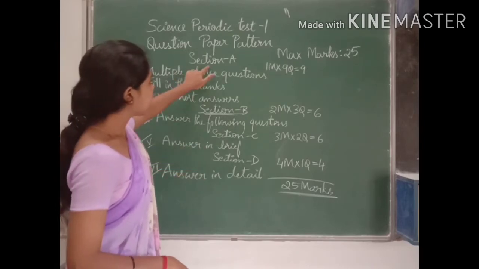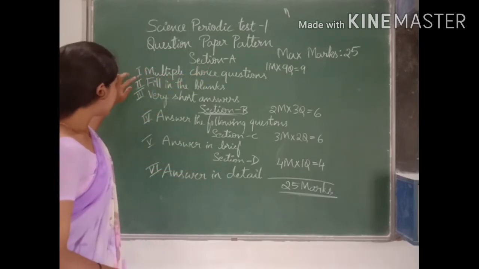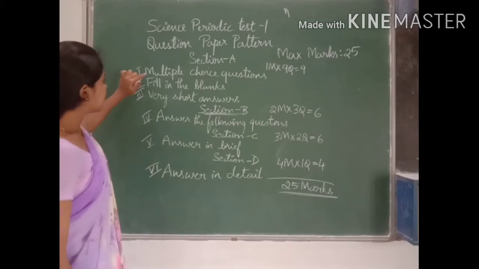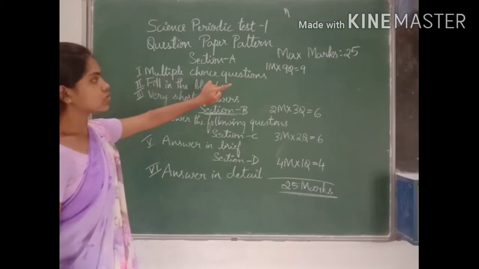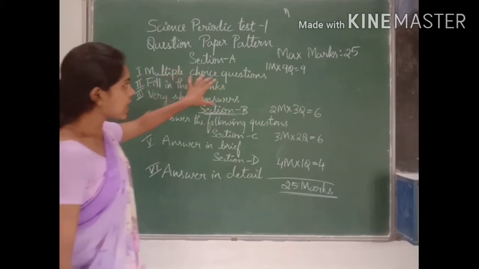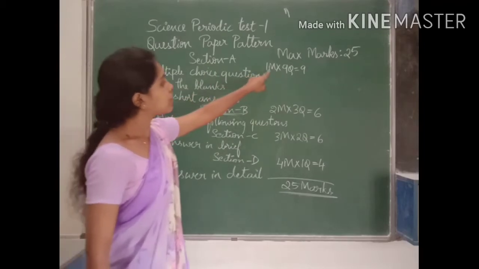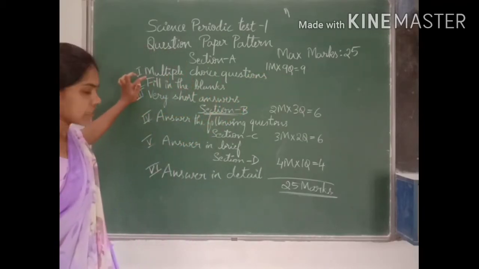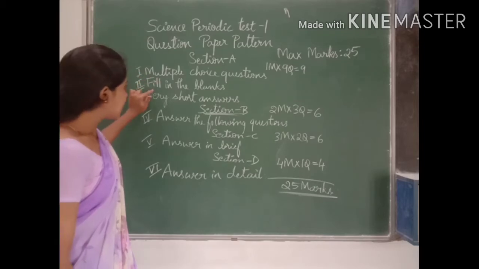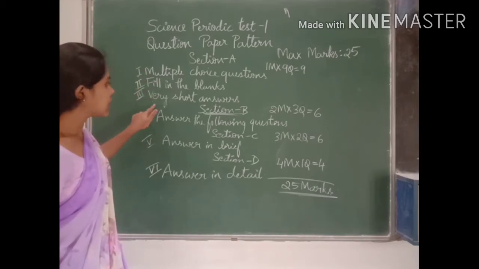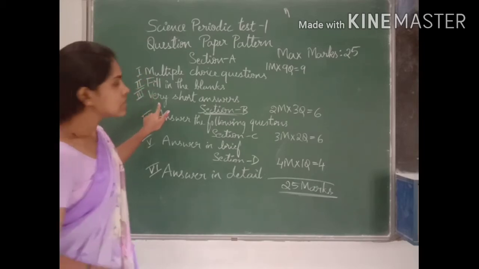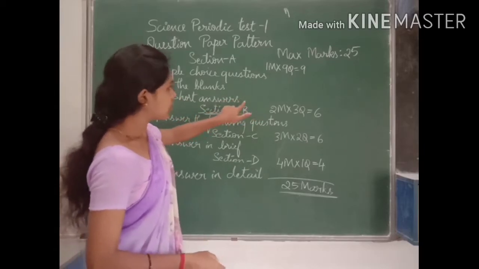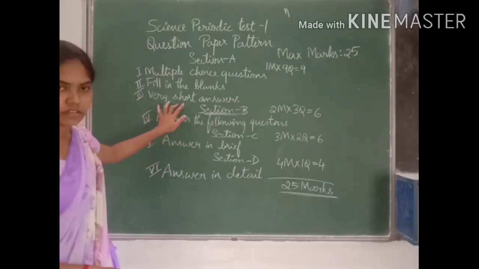In section A you can see Roman numbers 1, 2 and 3. In Roman number 1, multiple choice questions. Section A carries 1 mark, 9 questions. It includes 3 multiple choice questions, 3 fill in the blanks questions and 3 very short answers. So 1 mark questions, these are very short answers.